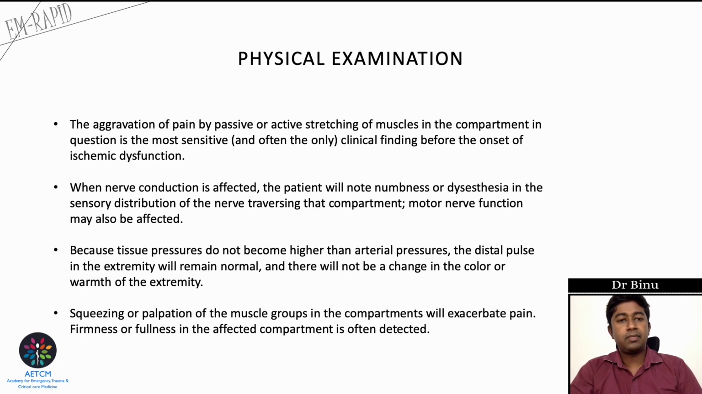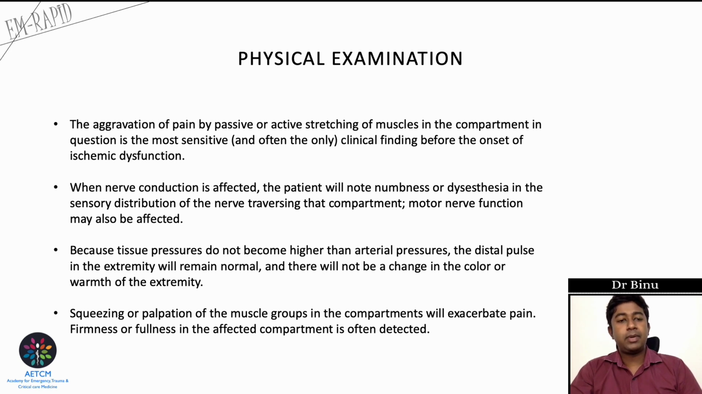The aggravation of pain by passive or active stretching of muscles in the compartment in question is the most sensitive clinical finding before the onset of ischemic dysfunction. When nerve conduction is affected, the patient will note numbness or dysesthesia in the sensory distribution of the nerve traversing the compartment, and motor nerve function may also be affected. Because the tissue pressures do not become higher than the arterial pressure, the distal pulse in the extremity will remain normal, and there will not be any change in the color or warmth of the extremity.